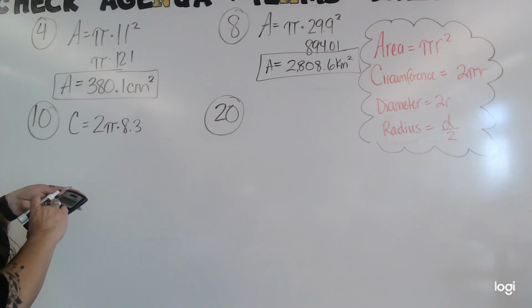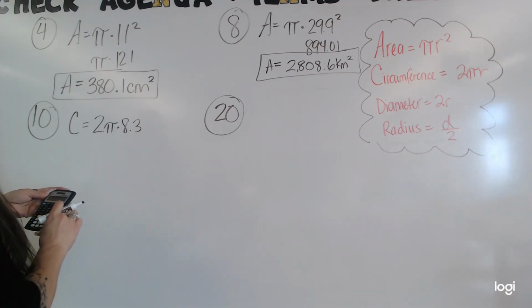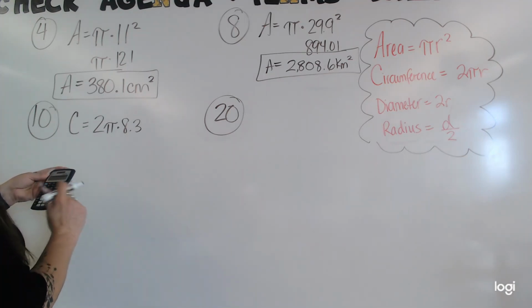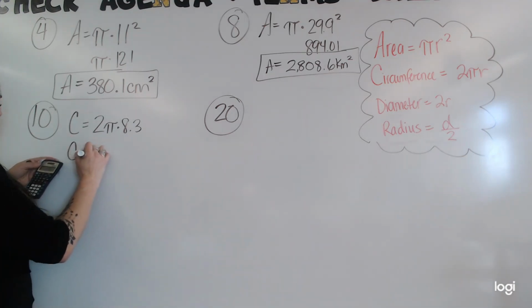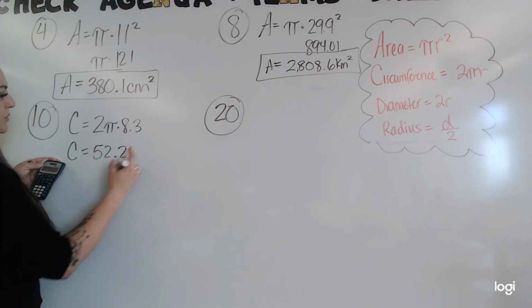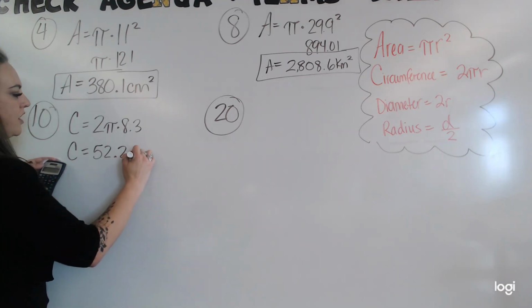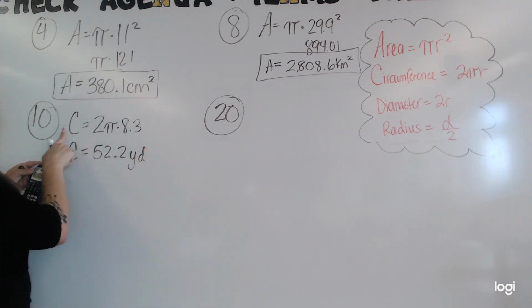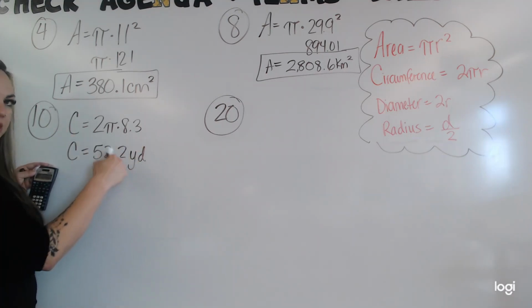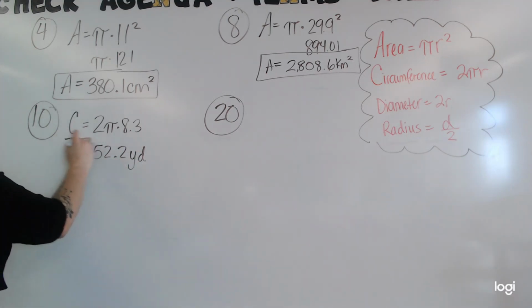2 times pi times 8.3, circumference equals 52.15. That rounds to 52.2. Unit of measurement is yards. It's circumference, not area, so it's not square units, it's just regular units, and that's the circumference.